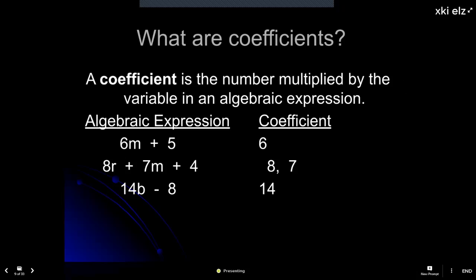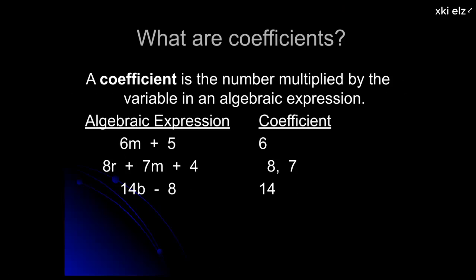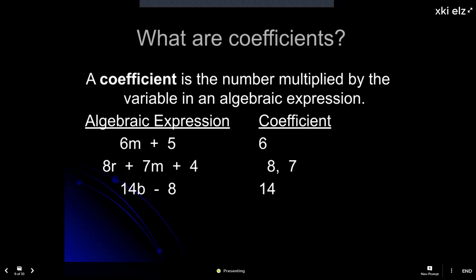All right, so what are coefficients? A coefficient is the number multiplied by the variable in an algebraic expression. So we have the expression 6m plus 5, and our coefficient would be 6. You have the expression 8r plus 7m plus 4, and your coefficients, in this case, are both 8 and 7, because 8 multiplies times the r, and 7 multiplies times the m. So both of those two numbers are coefficients. And then in our last problem, 14b minus 8, 14 is our coefficient because it is multiplying times that b.